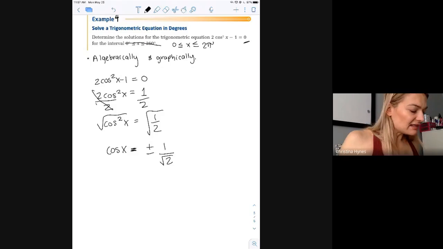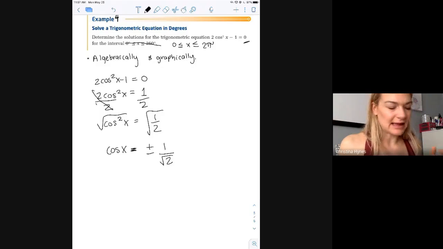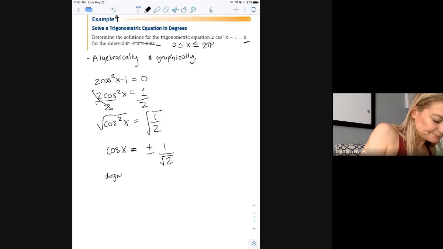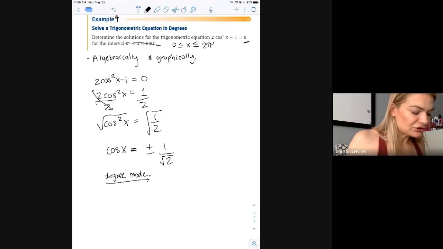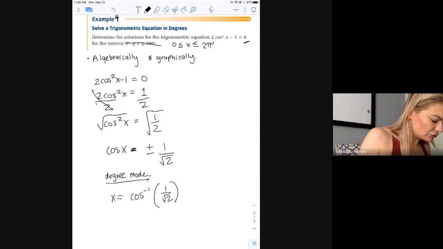So what I like to do for these, this is kind of my cheating method, is I really like to personally work in degrees and then just convert it, okay? So in my calculator, I always like to change it to degree mode. Of course you can look at the unit circle and try to figure out where this is, but I am changing it to degree mode, and then I'm going to do x is equal to cos inverse of 1 over square root of 2. So you're going to have to do cos inverse of 1 over square root of 2 in your calculator.